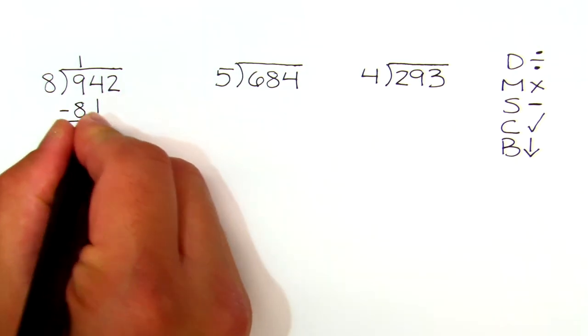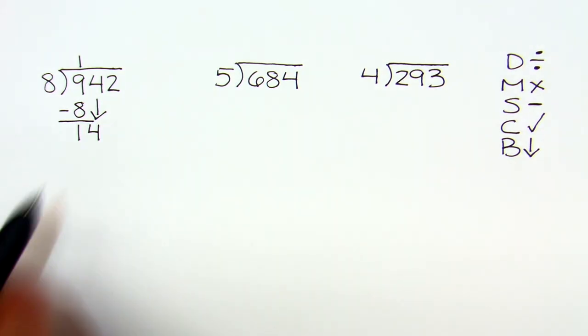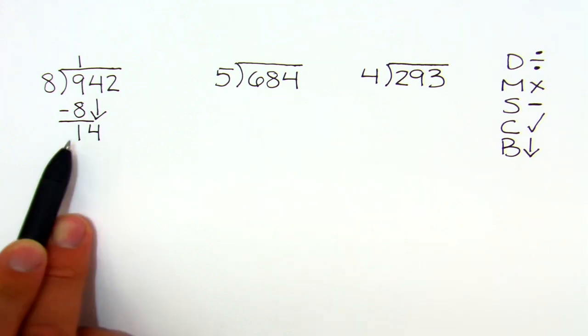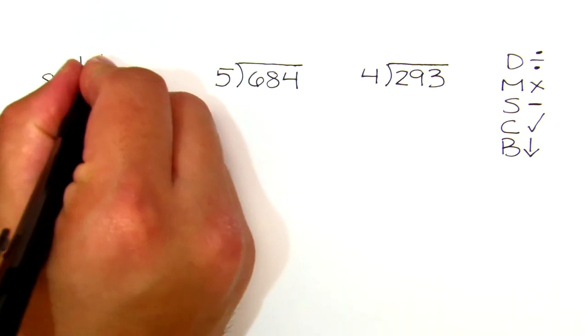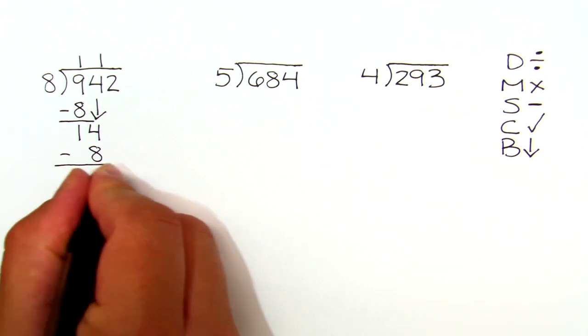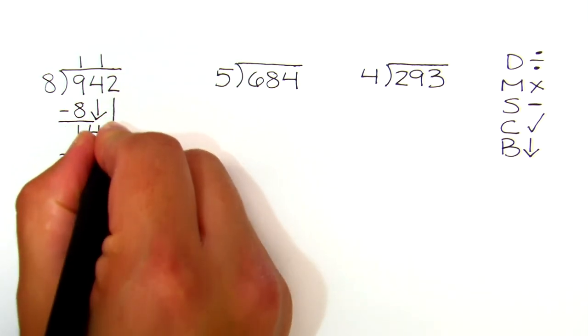So we bring down this next digit, which is the 4, right? So basically we just converted 1 extra 100 into 10 tens and brought this 10 down. Now we have 14 tens. 8 can go into 14 one time. 1 times 8 is 8. We subtract and get 6. 6 is less than 8, so we're good, and we're gonna bring this 2 all the way down.